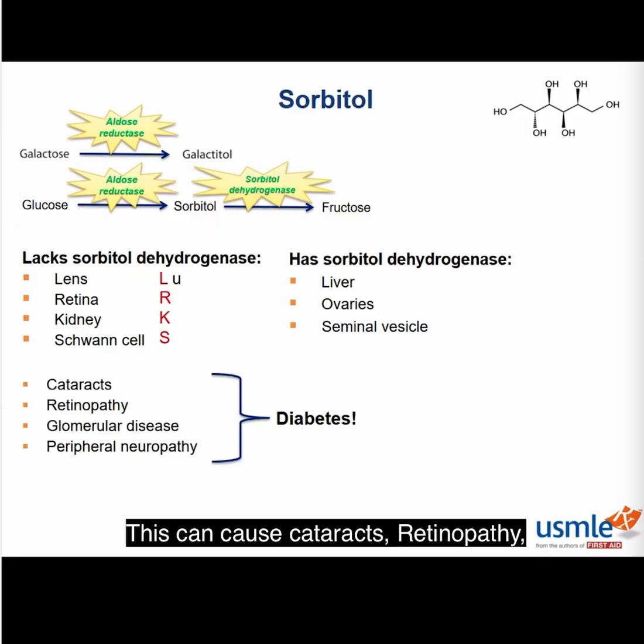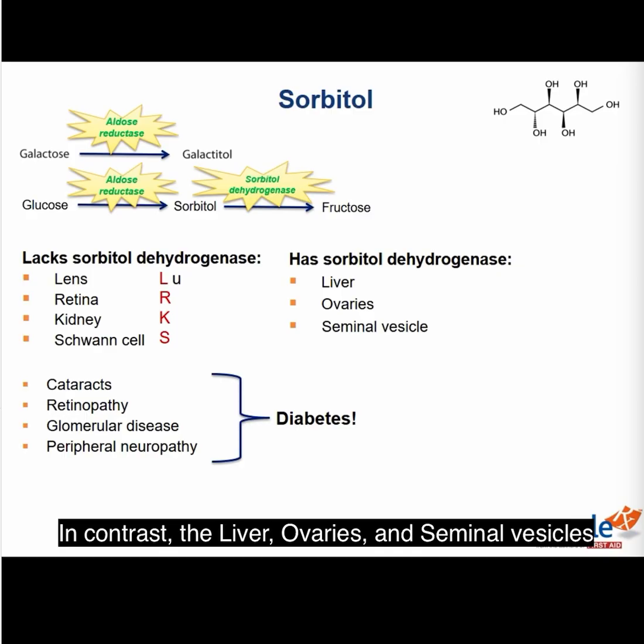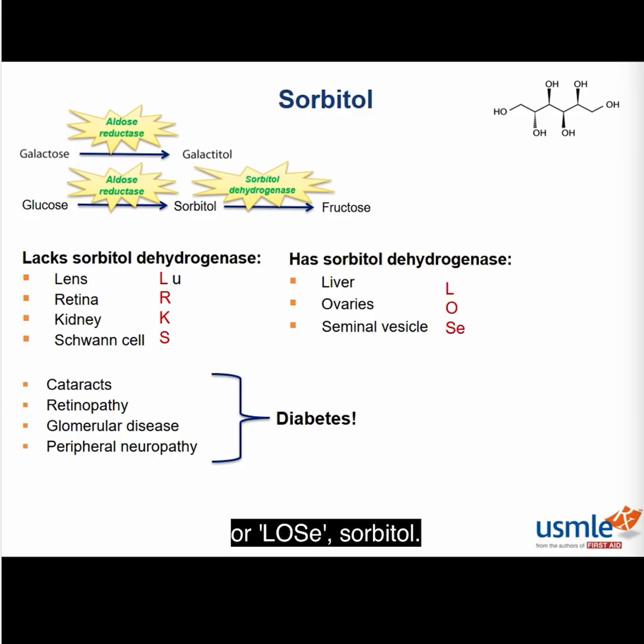This can cause cataracts, retinopathy, glomerular disease, and peripheral neuropathy, all of which are absolute hallmarks of diabetes, so this shouldn't surprise you. In contrast, the liver, ovaries, and seminal vesicles have both enzymes, so they can get rid of, or lose, sorbitol.